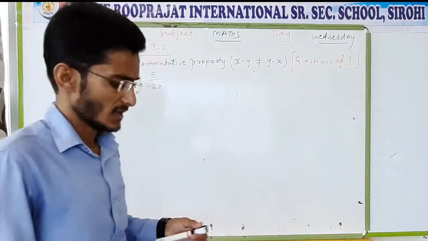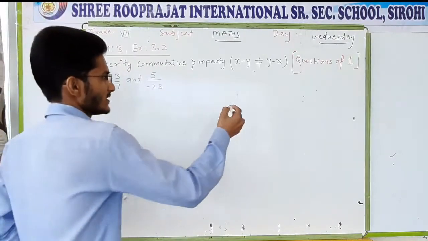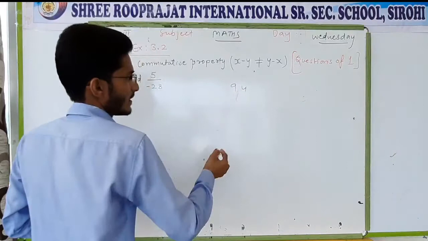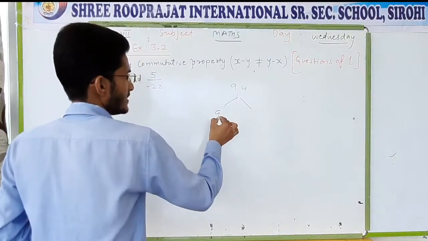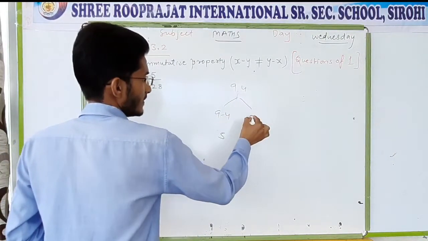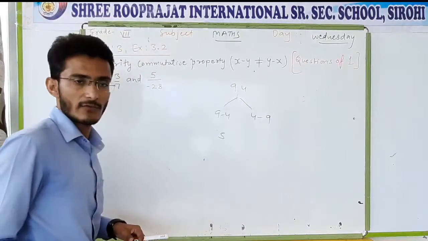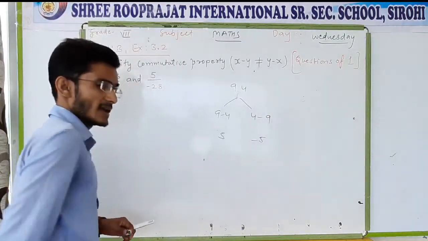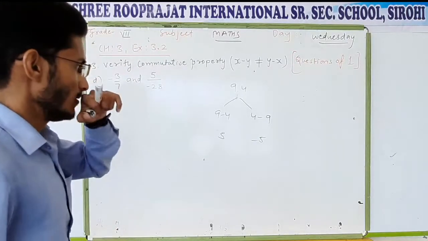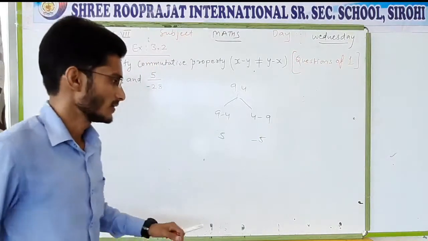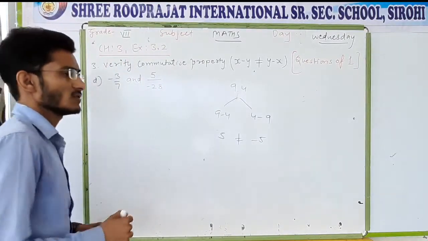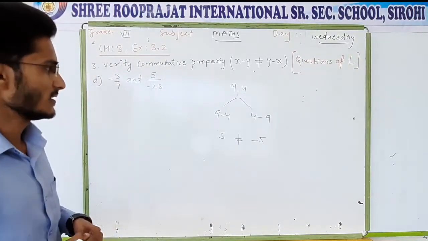If we just talk about an example, suppose there are two numbers, 9 and 4. If you subtract 9 minus 4, you will get 5. But in different order, if you subtract 4 minus 9, you will get minus 5, because 9 is greater than 4 and it is negative. So both are not equal. Same like this one, you have to solve all the questions which one are given in question number 1.